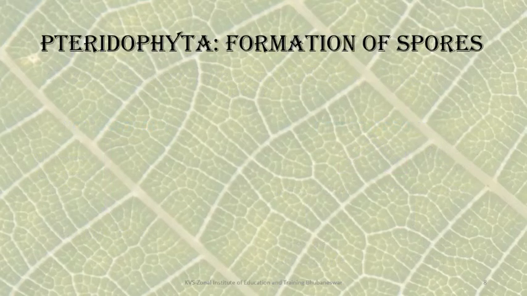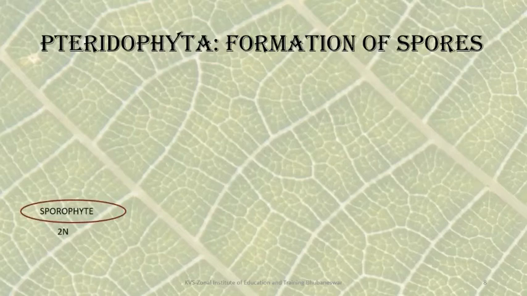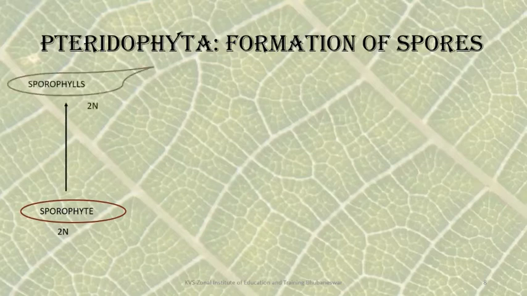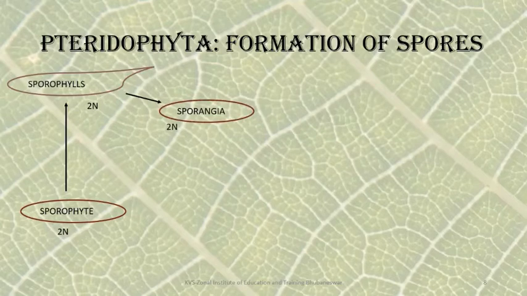Now let's see how the spores are formed and what phases of life cycle are involved in spore formation. This is the main plant body, the sporophyte, which is diploid with stem, leaf and roots. This sporophyte will bear special leaves known as sporophyll. Again, the sporophylls are formed on the sporophyte. So these are also diploid. These sporophylls on their lower side will have brown colored structures which are groups of sporangia. The sporangia are special bags inside which the spores are formed.